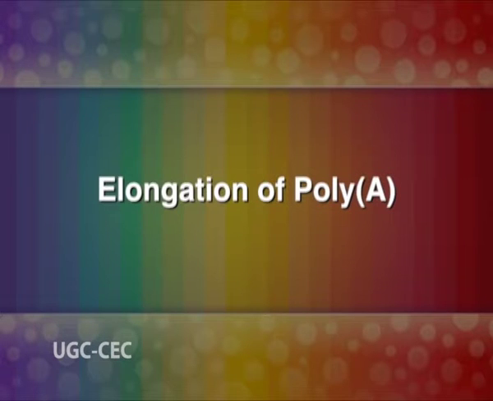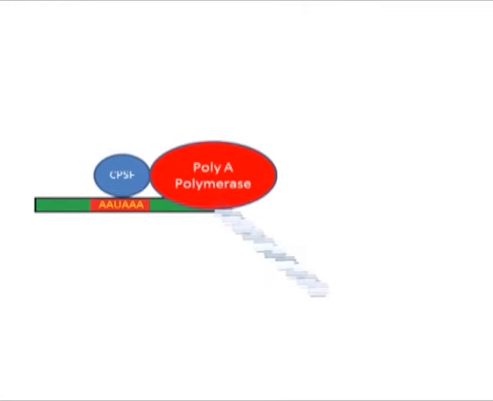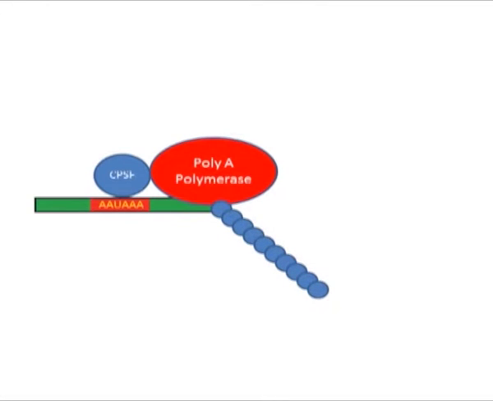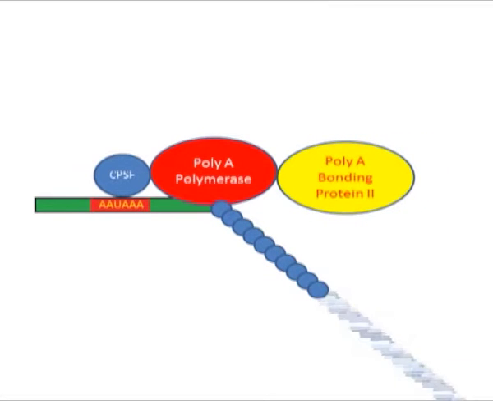Next is elongation of Poly-A. Elongation of Poly-A in mammals requires a specificity factor called Poly-A binding protein 2, PAB2. This protein binds to a pre-initiated oligo A and aids Poly-A polymerase in the elongation of Poly-A to 250 nucleotides or more.